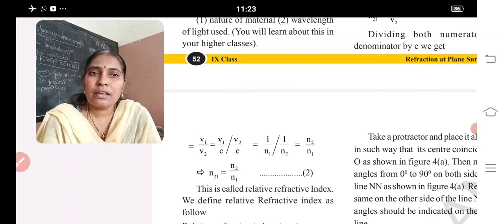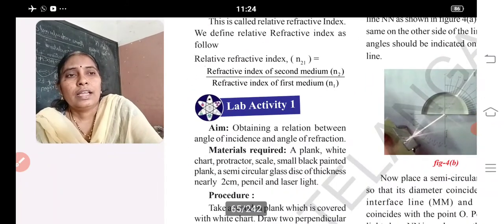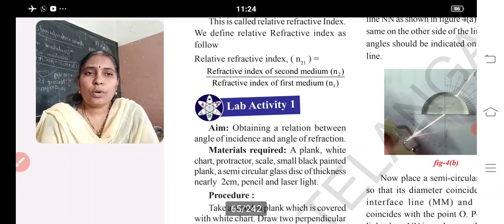So from this we can write that N21 is nothing but N2 by N1. This is known as relative refractive index. And a simple lab activity is given to obtain the relation between angle of incidence and angle of refraction.